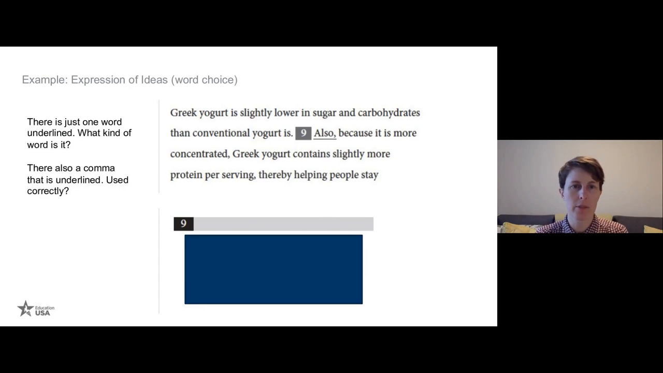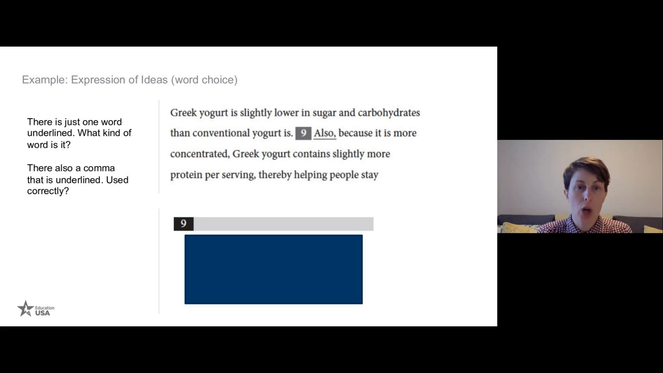Obviously, we're going to practice this. So we're going to start with just some examples. These are from practice test one again. When it comes to expression of ideas, one question type you'll come across, one thing that's tested often, is word choice and whether or not the right word is being used. You can see in this particular question, one word is underlined. So you can ask yourself as you're reading, what kind of word is this?